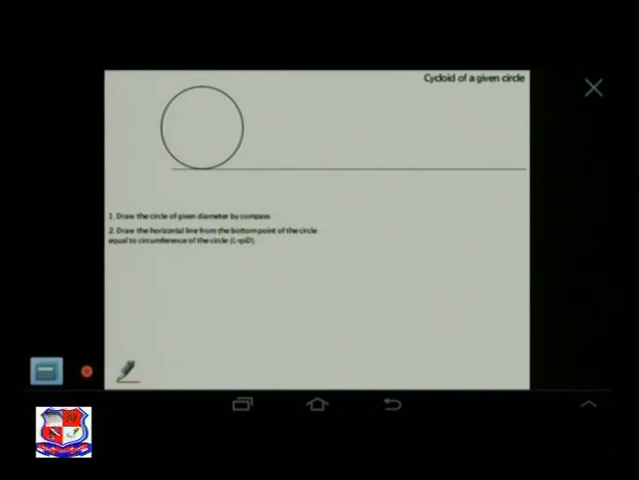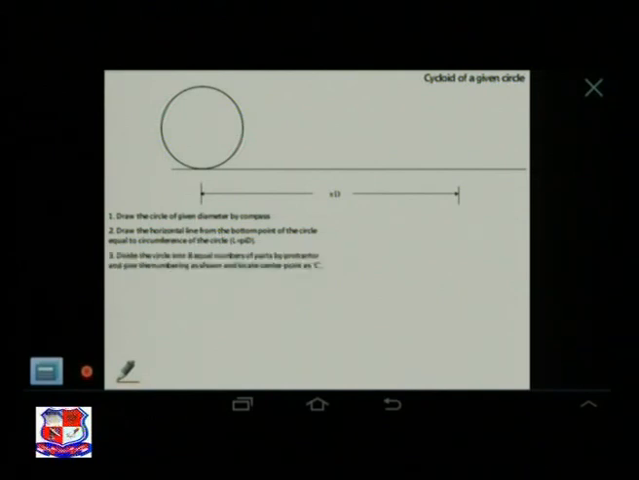Here I have drawn a horizontal line from the bottom point of the circle by using a drafter, and next I am going to locate the distance that should be equal to the circumference of the circle. Generally the formula for the circumference of the circle is pi into d, so pi into the diameter of the circle. So I have located the distance equal to the circumference of the circle.